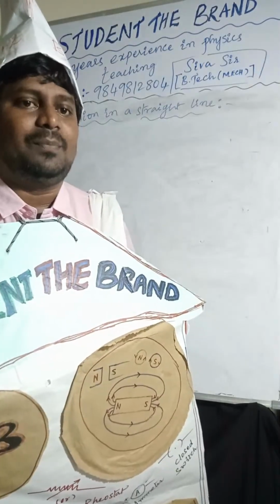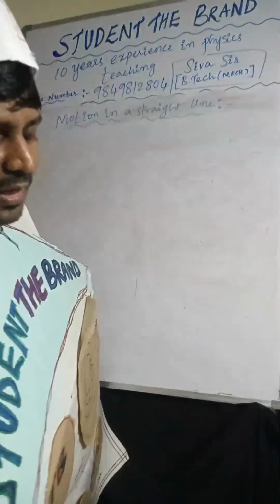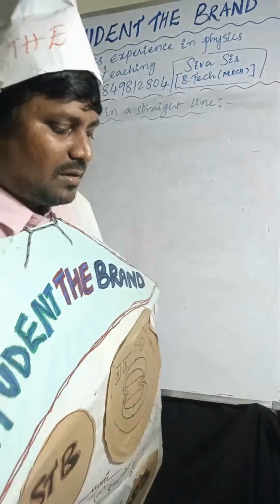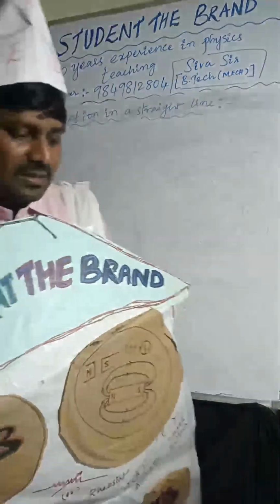M power 0, L power 0, T power 0, K power 0, anything it will be 1. Okay. The difference between speed and velocity is only direction. Is it clear? Okay, done.